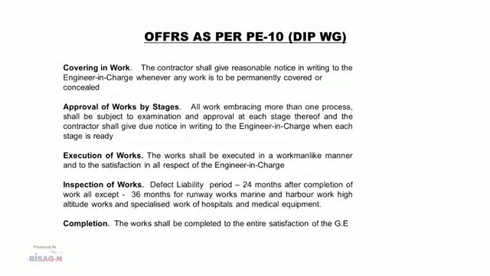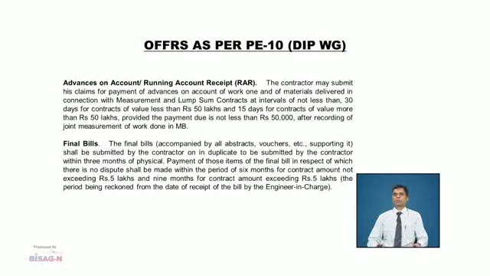As far as running account receipt payments are concerned, the contractor may submit his claims for payment advances on account of work done and materials delivered in connection with measurement and lump sum contracts at intervals not less than 30 days for contracts of value less than 50 lakh and 15 days for contracts of value more than 50 lakh, provided the payment due is not less than 50,000, after recording of joint measurement of work done in MB.